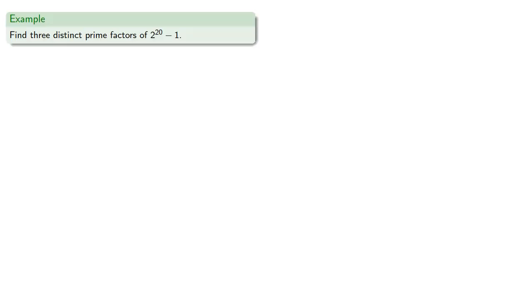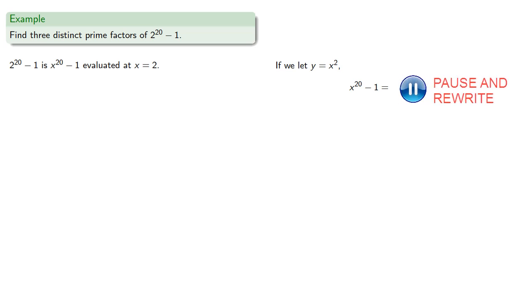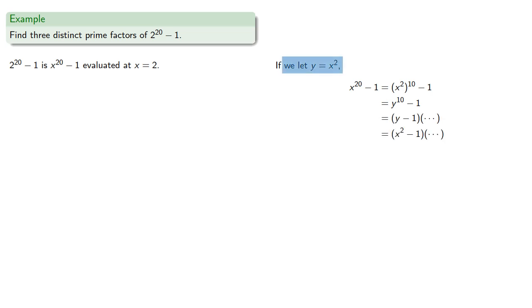So let's try to find 3 distinct prime factors of 2 to the 20th minus 1. Our expression is x to the 20th minus 1 evaluated at x equals 2. If we let y equals x squared, we can rewrite this, and y minus 1 is a factor, and since y equals x squared, that means x squared minus 1 is a factor. So one factor will be 2 squared minus 1, 3, which is prime.